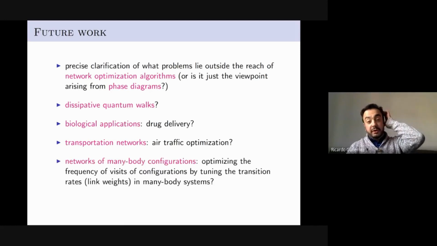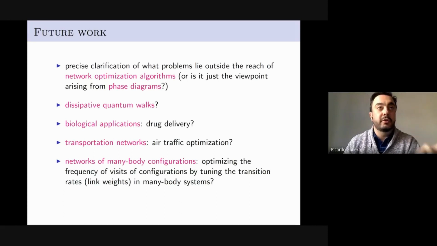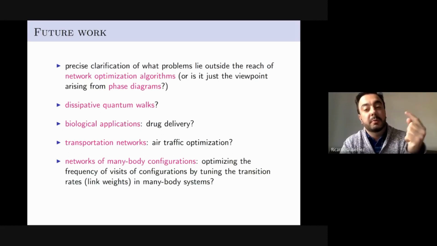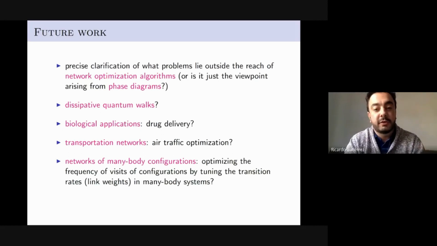And there's also another idea, which is the possibility of using this approach to study networks of many body configurations. So, for example, optimizing the frequency of visits of given configurations by tuning the transition rates or somehow jump operators or whatever it is, depending on the specific problem, in many body systems. And of course, there might be others that we are overlooking at the moment. So if anyone has any ideas, please get in touch with us.